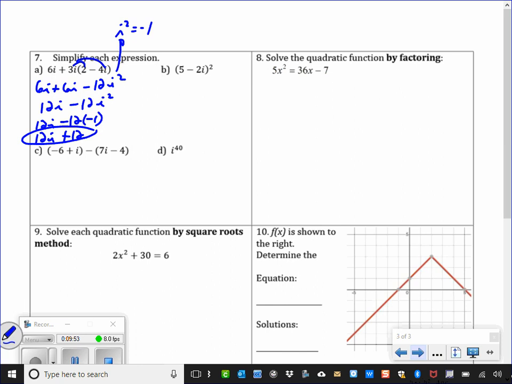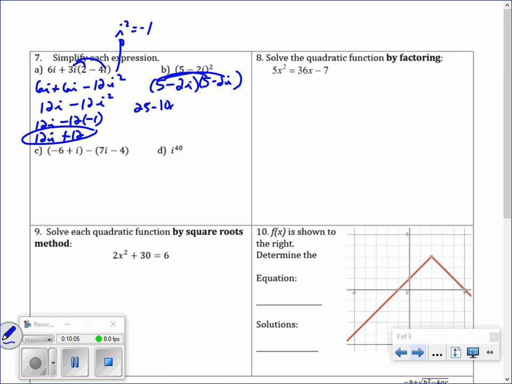All right. Here, 5 minus 2i squared, so it would be easier to write that twice and FOIL it. So I get 25 minus 10i, another minus 10i, and then plus 4i squared. Well, that would be 25 minus 20i. Remember, i squared is negative 1, so this plus 4i squared turns into negative 4, because it's 4 times negative 1. So I get 21 minus 20i.